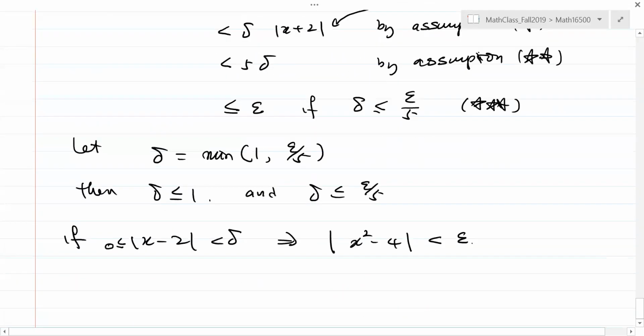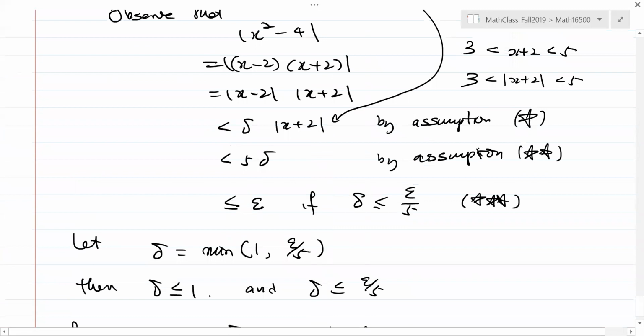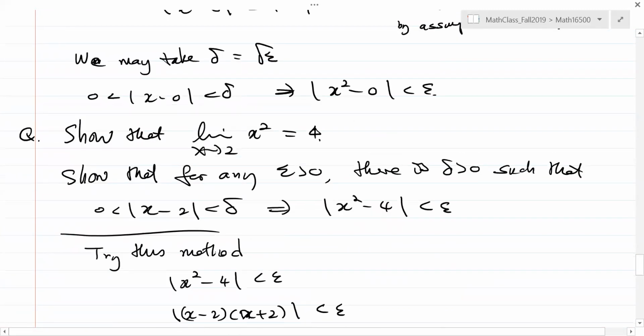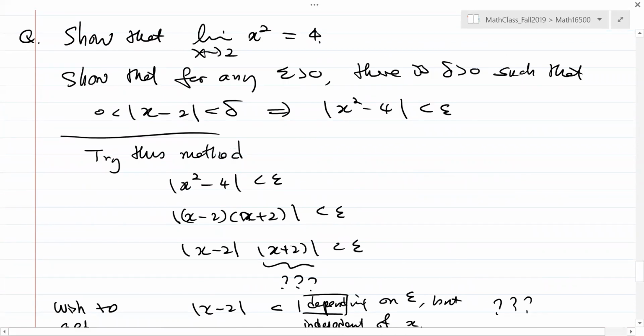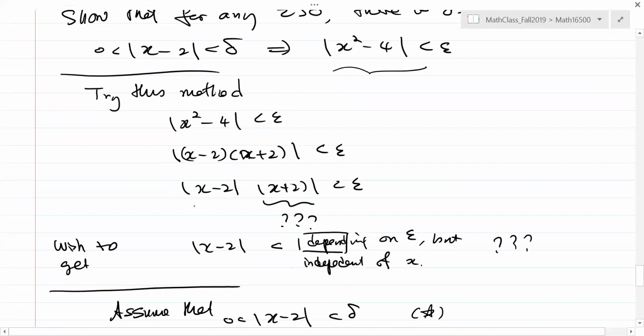Let's go back to this problem. Let's review it. Let's review this part. So you are going to prove the limit of x squared as x approaches 2 equals 4. How do you prove that? You have to say, given epsilon, find a delta such that absolute x minus 2 less than delta implies absolute x squared minus 4 less than epsilon. So this is our target. We want to prove, under the assumption on x minus 2, that x squared minus 4 is less than epsilon. So you try to modify x squared minus 4.